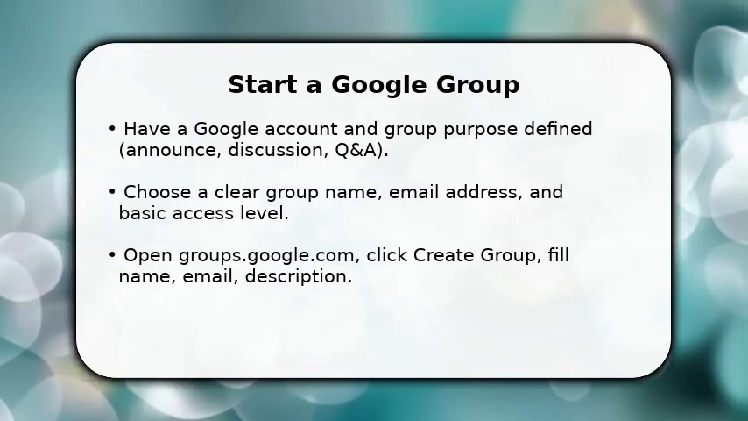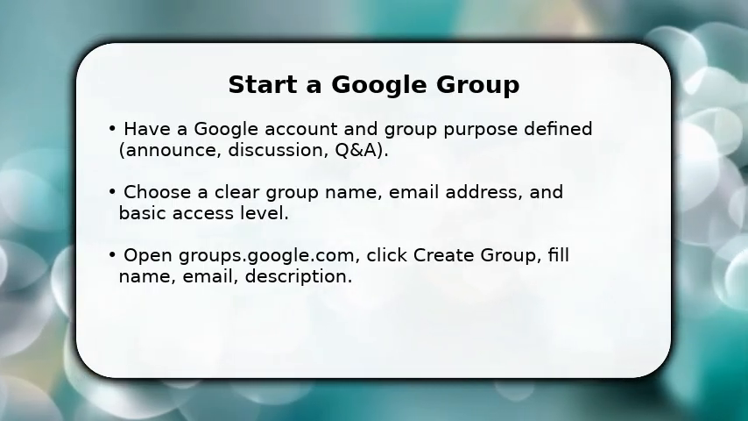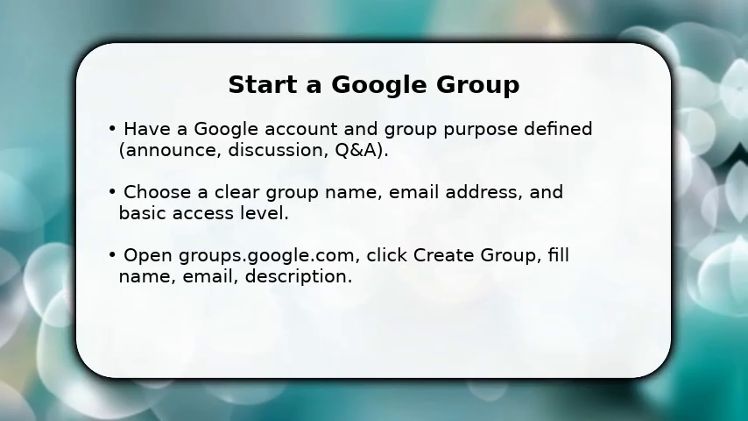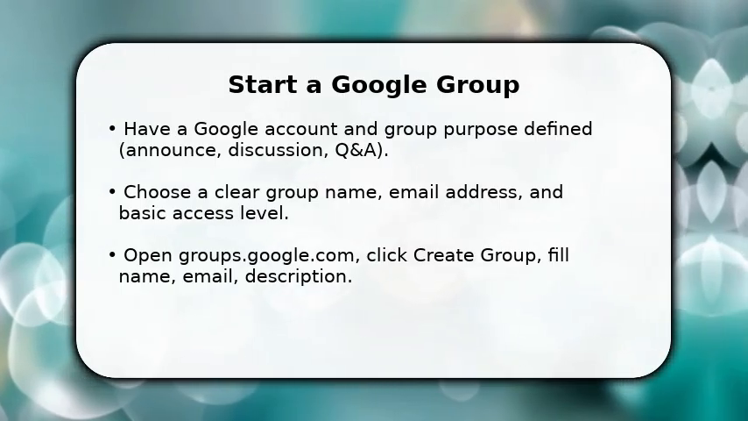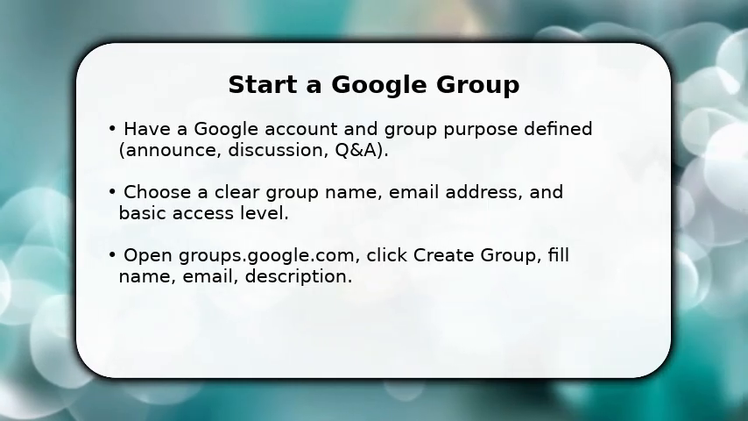You begin by confirming you have a Google account and a clear purpose for this group. Announce, discussion, or queue, and each need different settings. Once done, go to Groups.google and click Create Group to start the form.